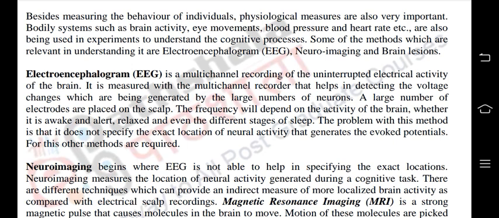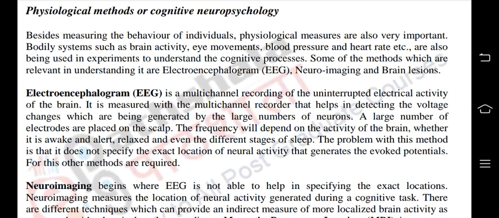Besides measuring the behavior of individuals, physiological measures are also very important. So bodily systems such as brain activity, eye movements, blood pressure and heart rate, etc. are also being used in experiments to understand the cognitive processes. Some of the methods which are relevant in understanding it are electroencephalogram, neuroimaging, and brain lesions.